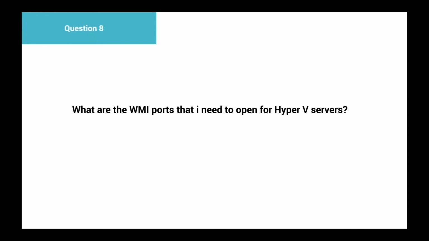What are the WMI ports that I need to open for Hyper-V servers? Well, as you might know, WMI, Windows Management Instrumentation, is purely based on TCP port communication. So from the OpManager perspective, just ensure that ports 135, 445, and the random ports which vary from 5,000 to 6,000 are open. And for a hypervisor, you would require the administrative credential to discover the host as well as the VMs that are contained in it.